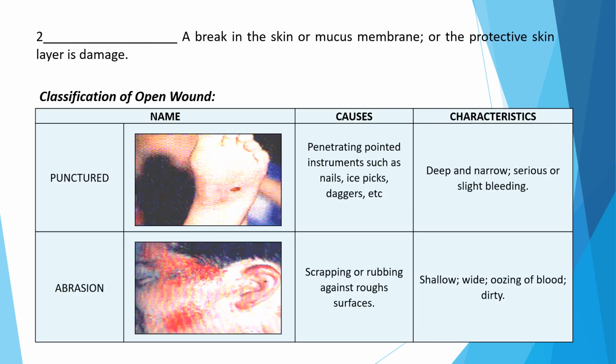Okay, then we have now your open wound. Open wound is when there is a visible break in the continuity of the skin or mucous membrane, or the protective skin layer is already damaged. So classifications, we have now your punctured, dito, paa. Pag sinabi natin punctured, so usually penetrating pointed instruments such as nails, ice picks, daggers, etc. So, ito po, nail po ito. Deep and narrow, with slight bleeding.